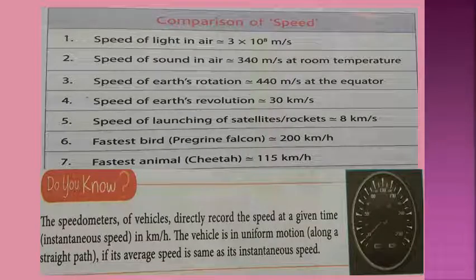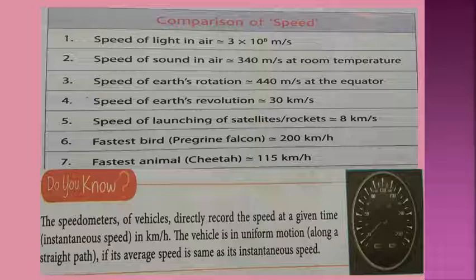See here, the comparison of the speed. Speed of light in air is approximately equal to 3 into 10 raised to 8 meter per second. Speed of sound in air is approximately equal to 340 meter per second at room temperature, because sometimes the room temperature also affects the speed of sound. Speed of the earth's rotation is approximately equal to 440 meter per second at the equator. Speed of the earth's revolution is equal to 30 km per second.